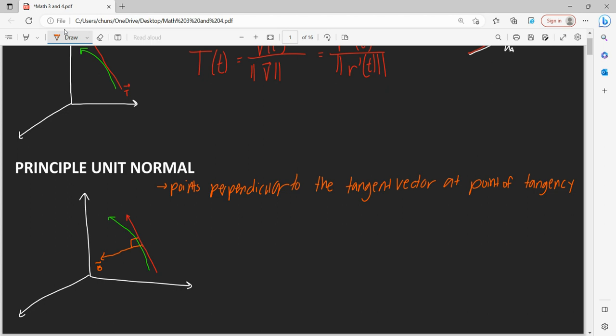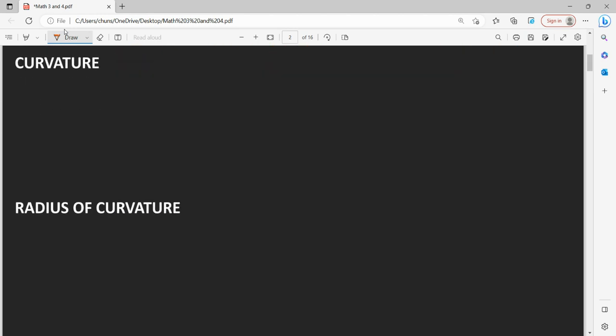And we will represent this with the equation N equals B cross our tangent. So we don't know what B is yet. We will come back to that. This is our simplified equation that will make it easier to solve, but if you want it in a more general format, it's equal to the derivative of our tangent over the magnitude of the derivative of our tangent vector. So two ways to express principal unit normal.